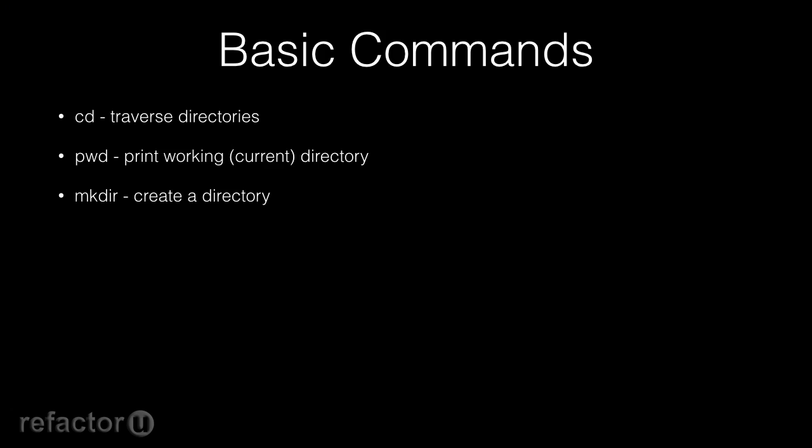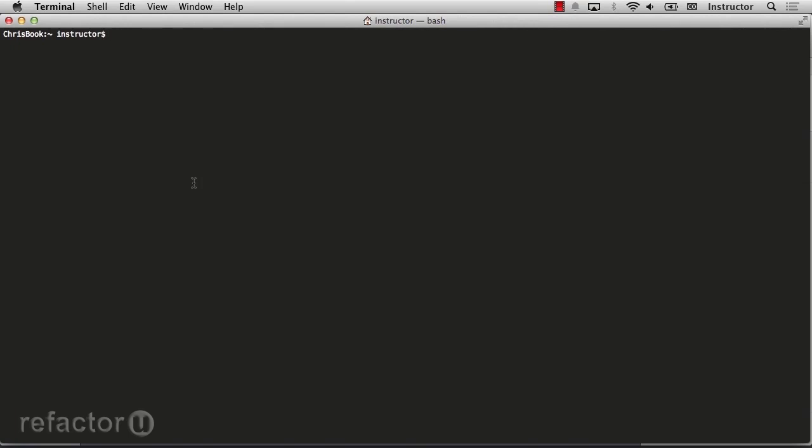Now let's look at makedir, mkdir. This allows us to create a new directory. Since Terminal is so powerful, we have access to most of the commands that are available within Finder. So if we're navigating through our directory tree and we want to create a directory, we can use the makedir command to do so. Let's say I want to create a new folder in my projects directory.